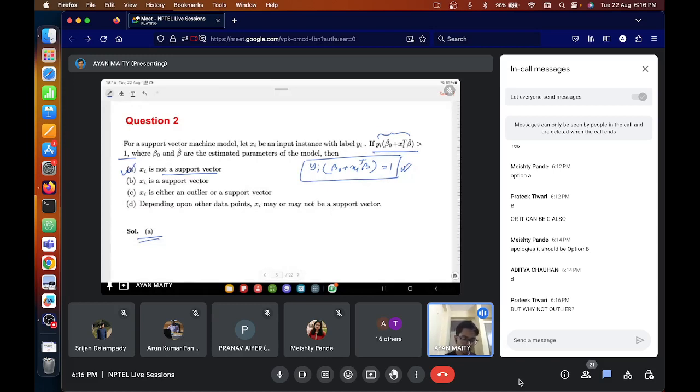Pratik Tiwari says, but why not outlier? But option C says either an outlier or a support vector. It can never be a support vector. So you can rule out option C from here, because for a support vector it has to be 1, otherwise it can never be a support vector. So because of this "or", it can never be true. Is it okay?